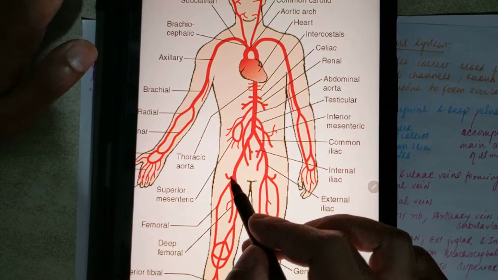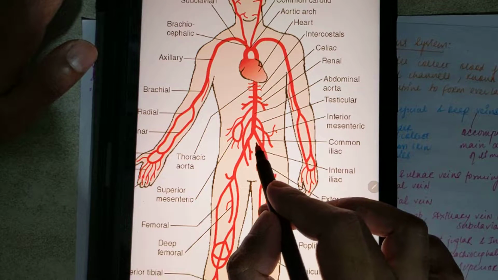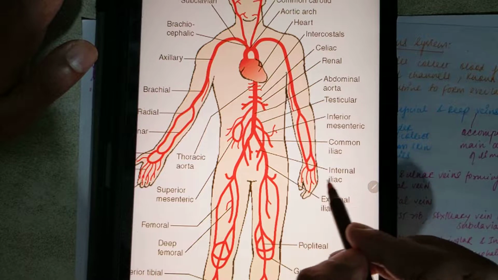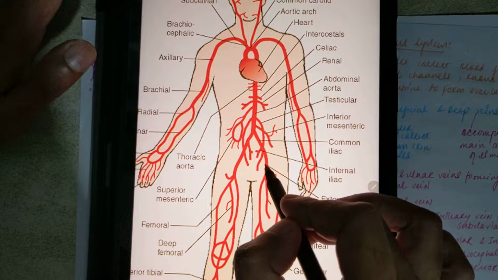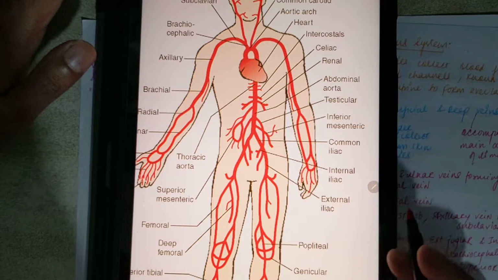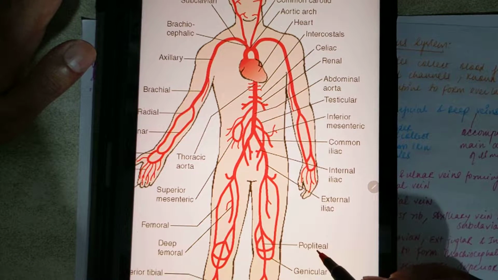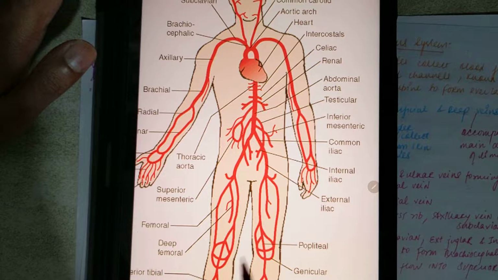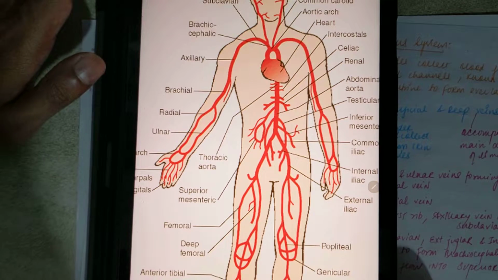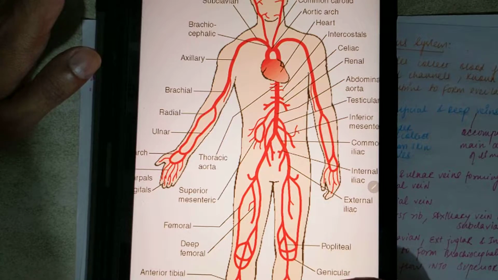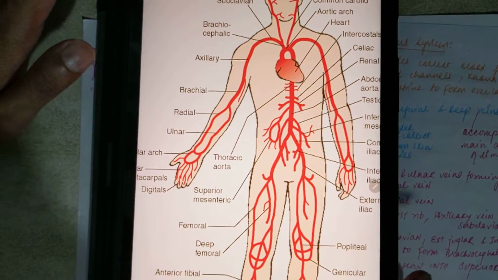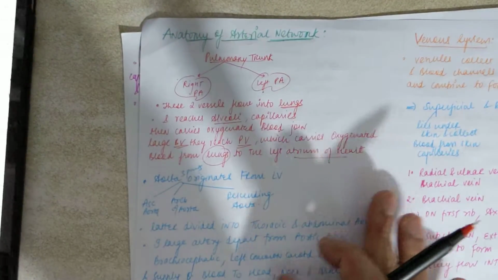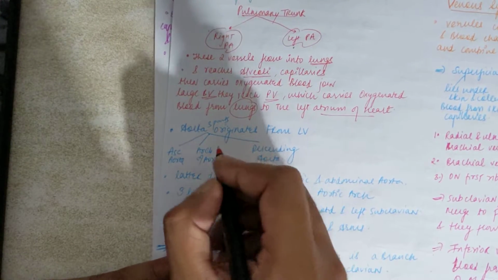Further, the abdominal aorta divides into the common iliac arteries. You can see these two divergences, and further each divides into internal iliac and external iliac, which continues into the femoral. The femoral continues into the popliteal, then anterior tibial and posterior tibial, peroneal, dorsalis pedis, and metatarsal. So this is actually the main arterial system in our body. Okay, that is what I have written.